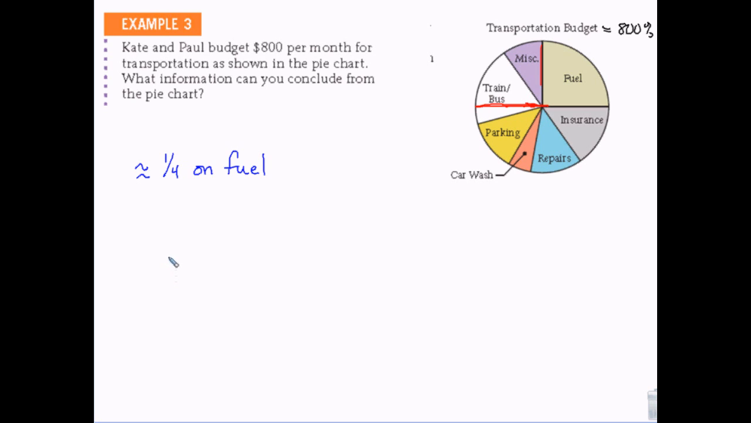Okay. Why would they put fuel on there if they're taking a train or bus? Well, perhaps it depends. So let's say you live in New Jersey, but you commute to New York City. You would drive from your house to the train station, and then you would take the train into the city. People do that.